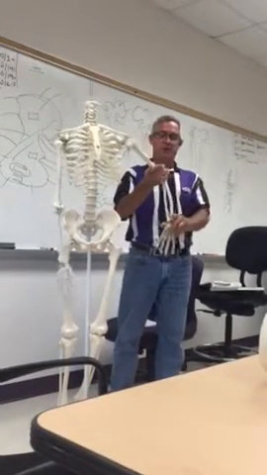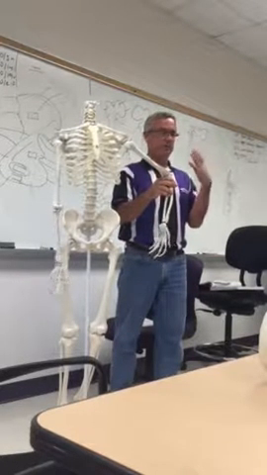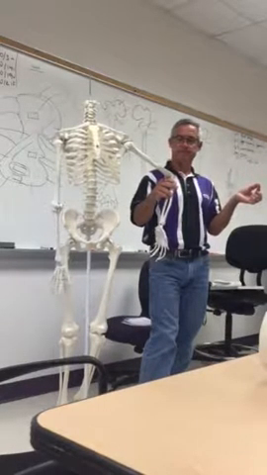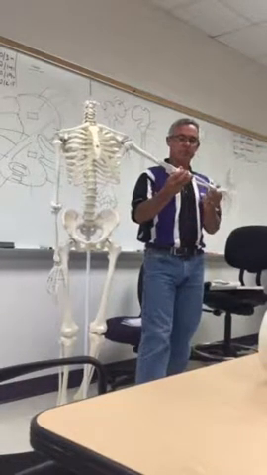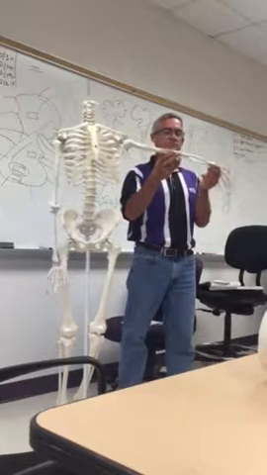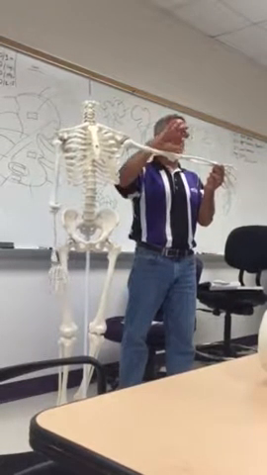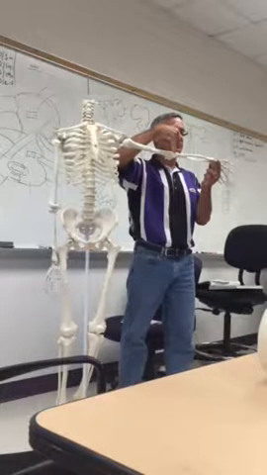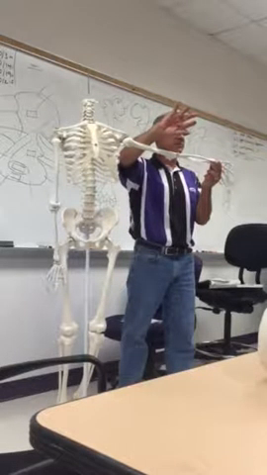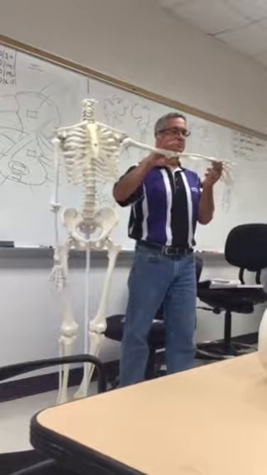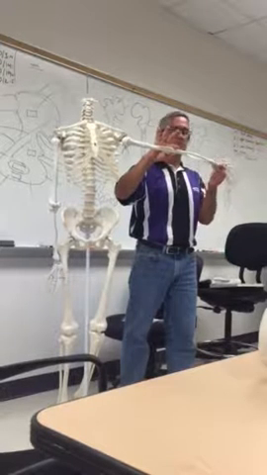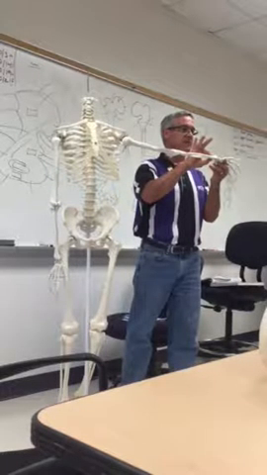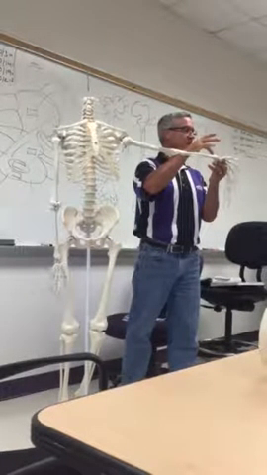Let's see, at the elbow we have a couple of joints going on. The hinge joint is between the trochlea and the trochlear notch. So those two landmarks would be paired. And then we have the pivot joints that are taking place between the head of the radius and the radial notch of the ulna to allow that rotational action. That's the proximal radio-ulnar joint. The distal radio-ulnar joint then would be between the head of the ulna and the ulnar notch of the radius.